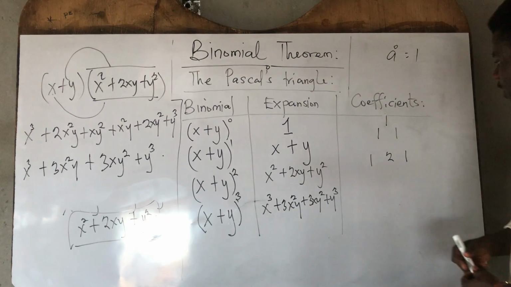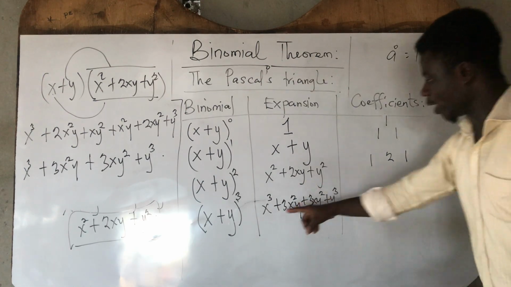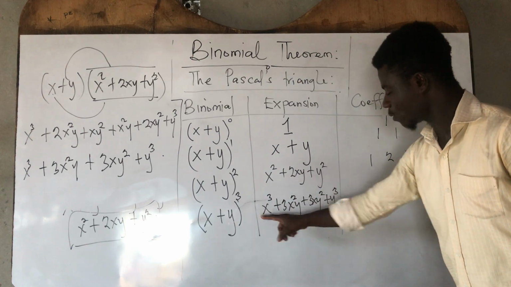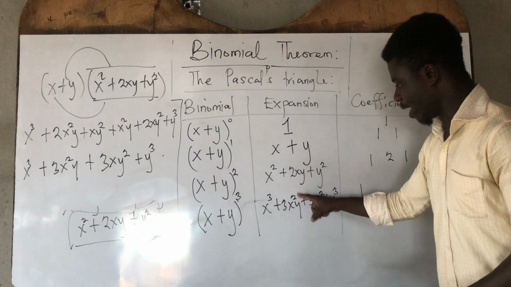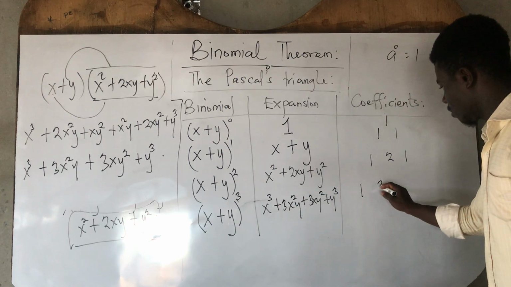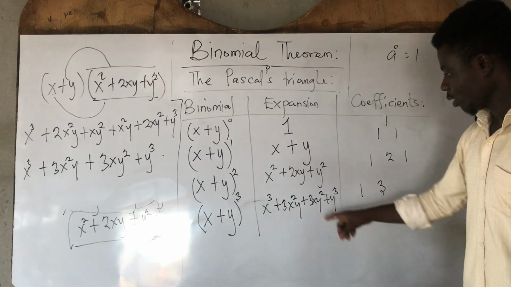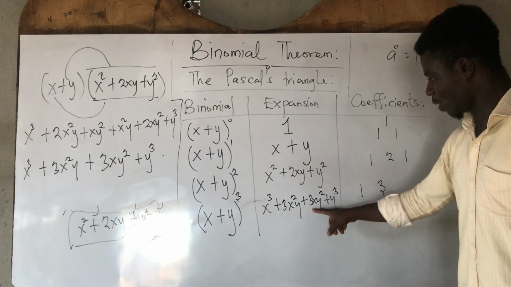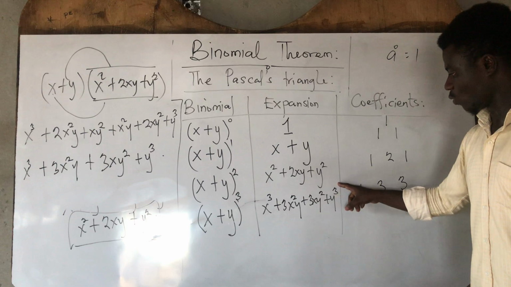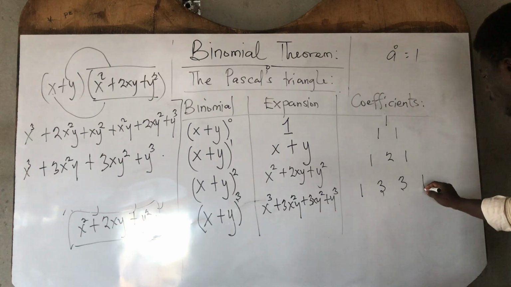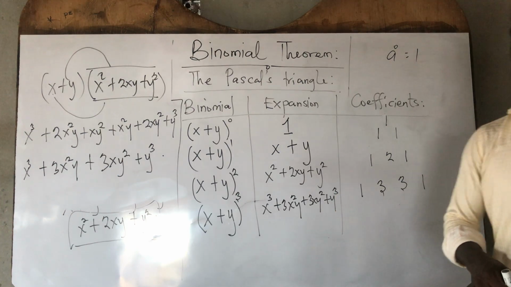So now let's generate the coefficients for this. The coefficient of x cubed is 1, so write 1. The coefficient of x squared y is 3, so we have 3. The coefficient of xy squared is 3, so we still write 3. The coefficient of y cubed is 1. So we have that.